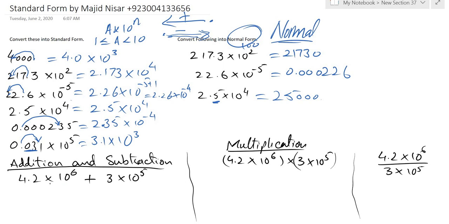When we convert it into normal form, it will be 42, and we have to put 5 zeros because the point is moving 5 digits right. And 3 into 10 raised to power 5 means it will be 300,000. Now we can add it.